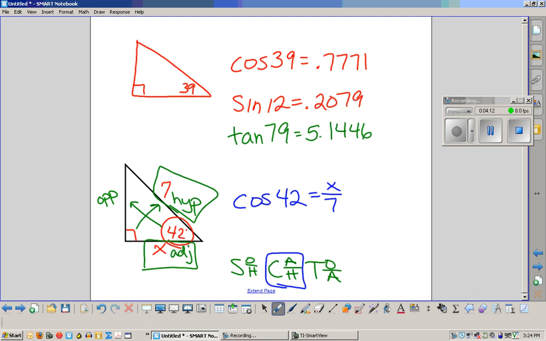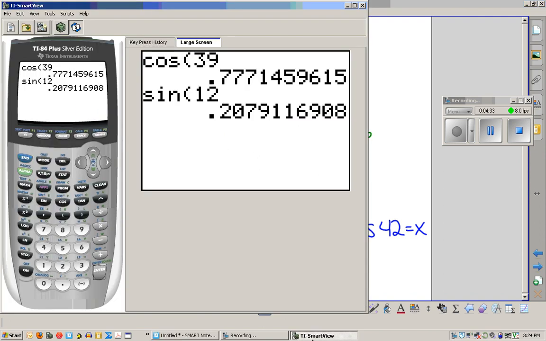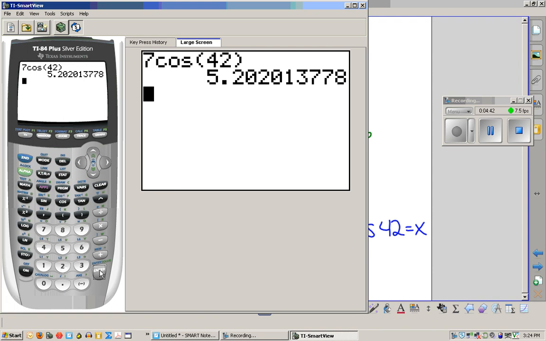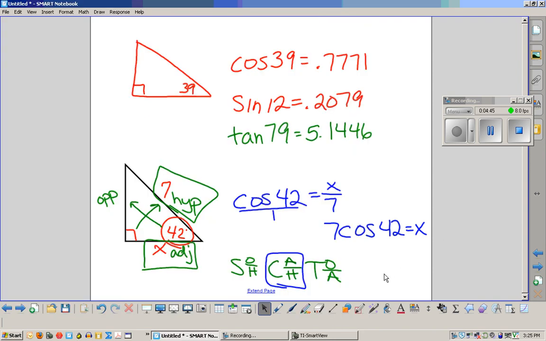Now I want to solve for x. If we know x over 7 is the ratio, and the cosine of 42 is actually the ratio as well, I'm just going to set those two ratios equal, make it look like a proportion. I cross multiply my proportion, I get 7 times the cosine of 42 equals x. And that's what we're going to type in our calculator, okay? So we're going to come back to our calculator, and we're going to do 7 times the cosine of 42. And what do we get? About 5.2. And if, let's say we're talking feet here or something, so x is approximately 5.2 feet, or units, whatever that is, okay? See how that works?